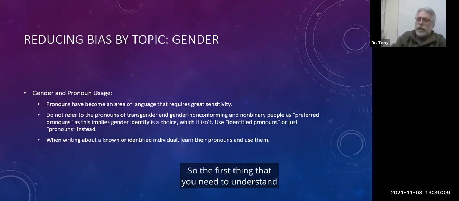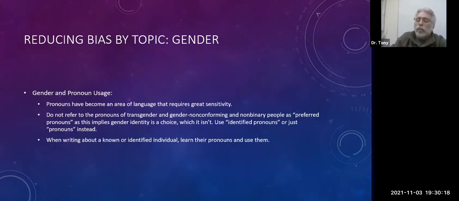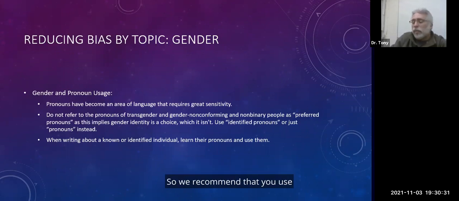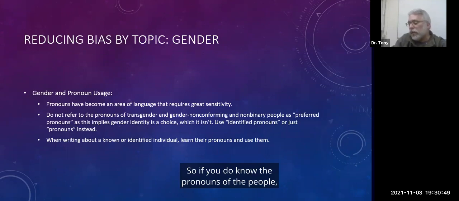So the first thing that you need to understand is when you're referring to pronouns of transgender or gender non-conforming or non-binary people, try to get out of the habit of referring to them as preferred pronouns. I think the obvious reason there is that this implies that gender identity is a choice, which of course it isn't. So we recommend that you use identified pronouns or simply pronouns. The best thing you can do is when you are writing about known or identified individuals, learn their pronouns and use them, right? So if you do know the pronouns of the people you are referring to, that's what you should use.